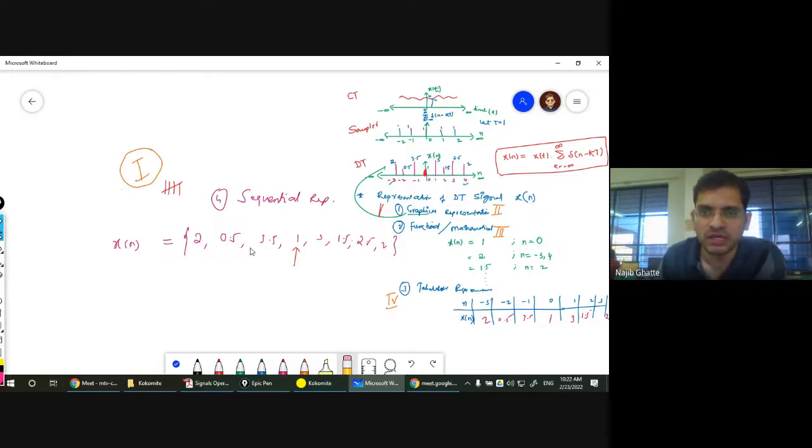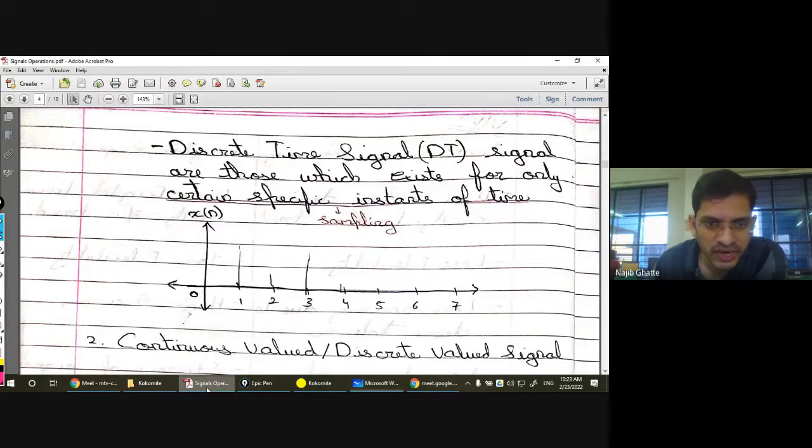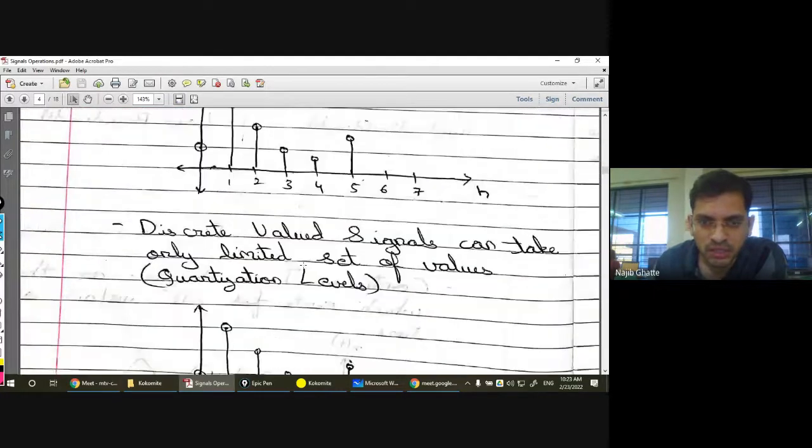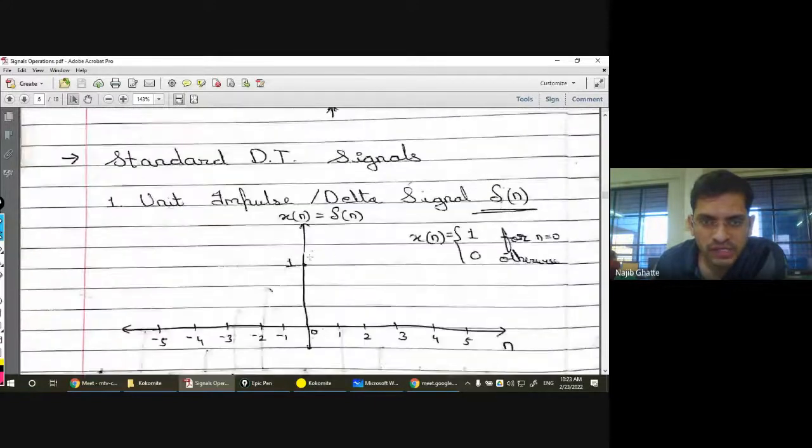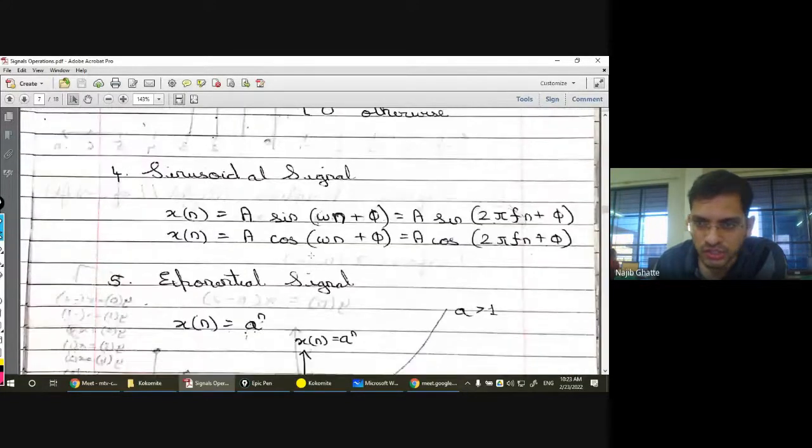So I hope the things are clear to you about what I'm talking about. This is about the representation of the signal, and I hope I have shared the notes in this regard. So this is what you can go with. This is what we call a representation. I'll showcase it to you. Just give me a moment, sir.